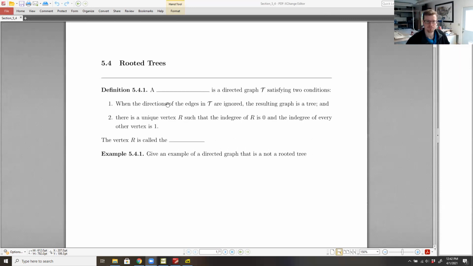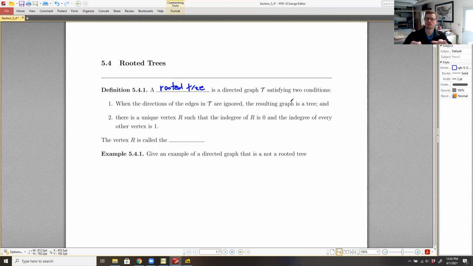All right. So first, just an introduction of what a rooted tree is. A rooted tree is a directed graph that satisfies two conditions. The first condition is that we want to have something that looks like a tree. So if we ignore the directions that are on the edges, then the resulting graph is in fact a tree. The second condition is that there is a unique vertex, that the in degree of the vertex is 0 and the in degree of every other vertex is 1.